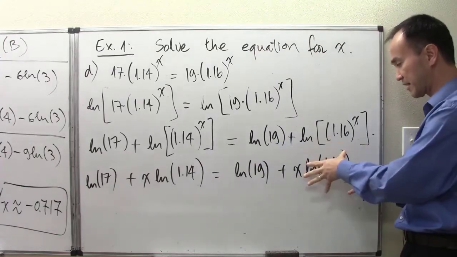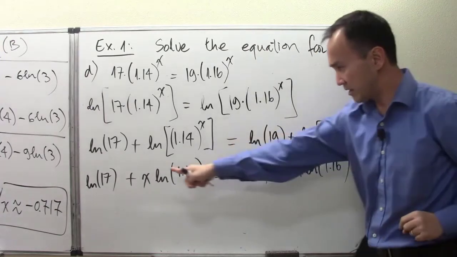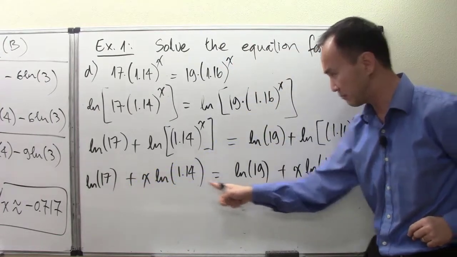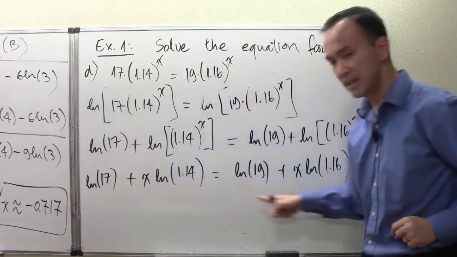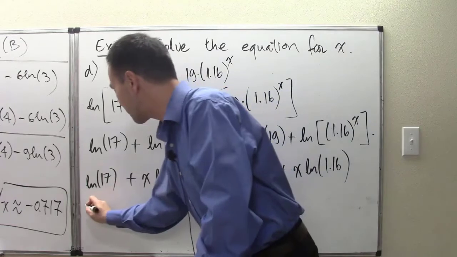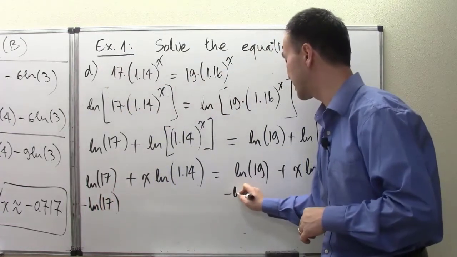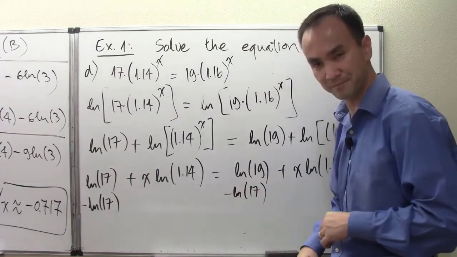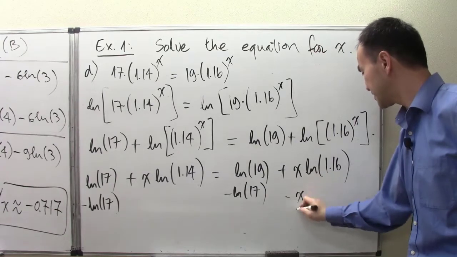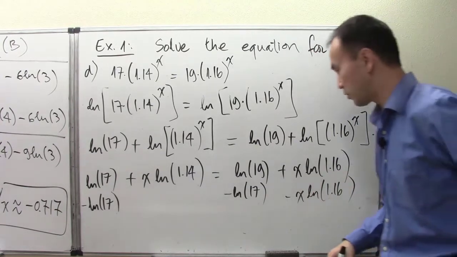So in my next step, I'm going to rearrange this term to be on the other side. Now that natural log of 17 is a like term with this natural log of 19, I'm going to rearrange that term to this side. All right, so that means I'm going to subtract natural log of 17 on both sides, and I'm going to subtract x times natural log of 1.16 on both sides.